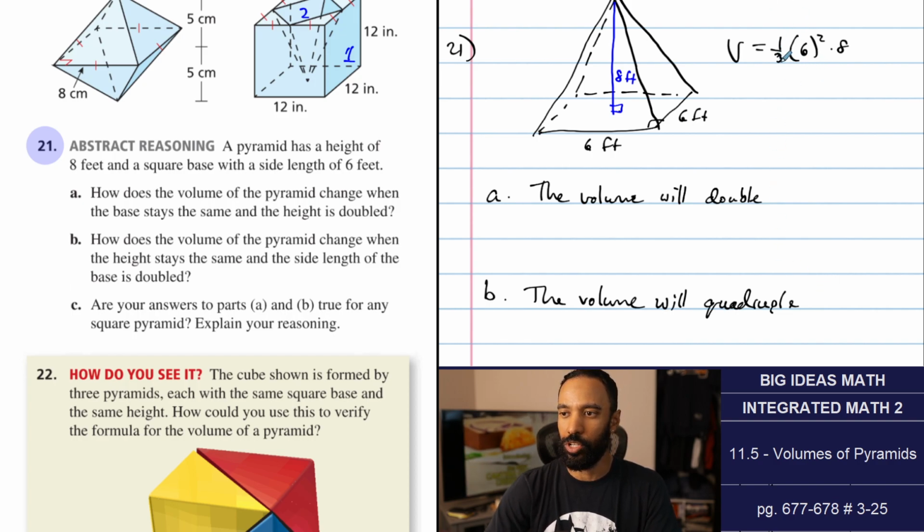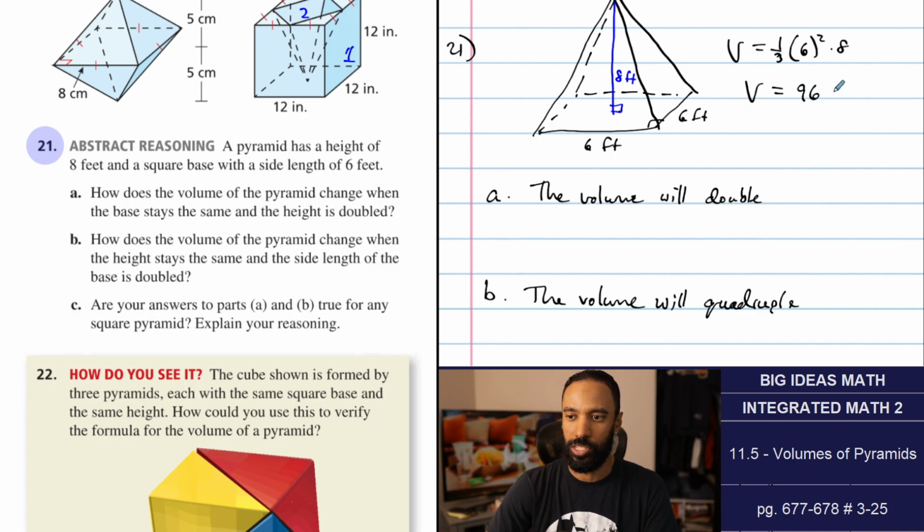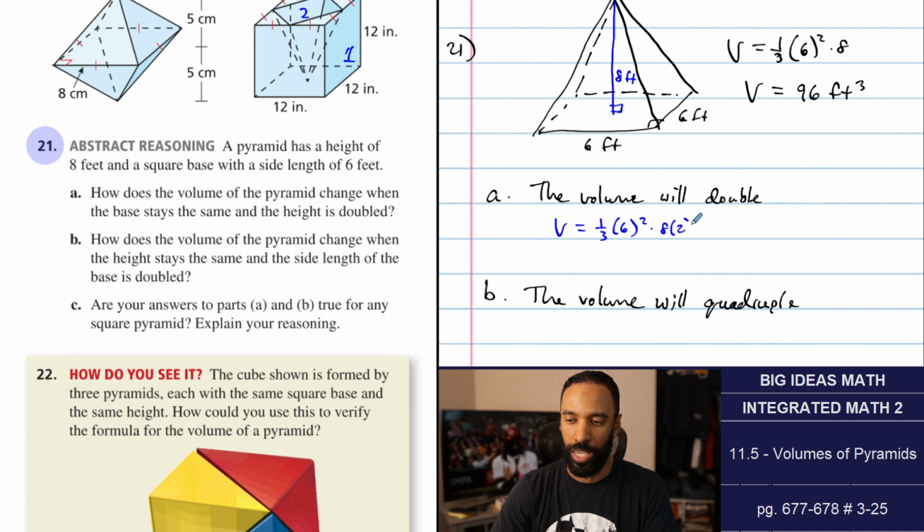So volume here is 1/3 area of base times height. That's 36. A third of 36 is 12. 12 times 8 is 96. So 96 cubic feet for the original volume. In this one, we're going to do 1/3 area of base times height, which will get doubled. So we double this result. You double 96 and you get 192.